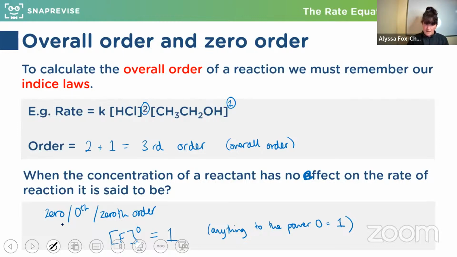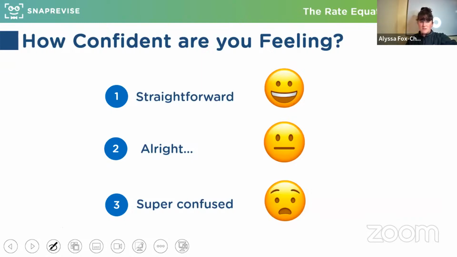Okay. Now, there's a lot of information there, especially if this is the first time you've met them. So you might not be feeling quite so confident at the moment. That's absolutely fine. So just take a second to think about how confident you are feeling and whether or not you think this is nice and straightforward. Or that was okay, but I might want to just double check my knowledge. Or if you're super confused at the moment, it's totally okay to be any of those 3, or even somewhere in between. But what we're going to do is have a go at applying this. And once we've applied it, hopefully we'll be feeling a little bit more confident.